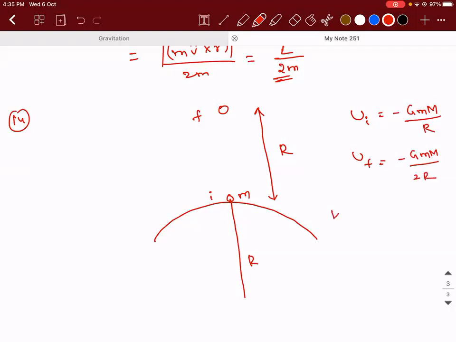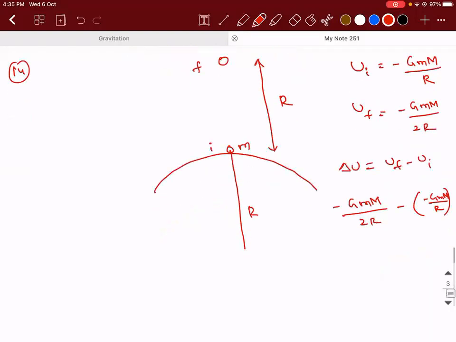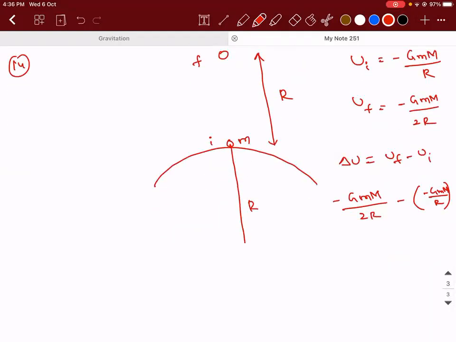So what is the work done? They asked what is the change in U. U final minus U initial: minus G small m capital M by 2R minus of minus G small m capital M divided by R. So what will it give? This will become plus, this is 2 and 2 here. So it will be G small m capital M divided by 2R.